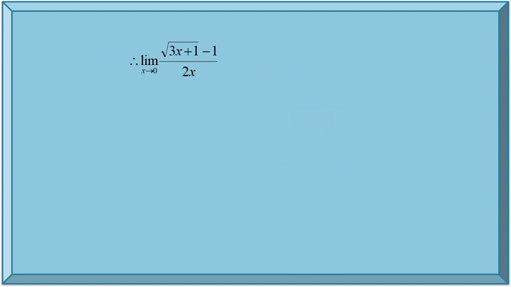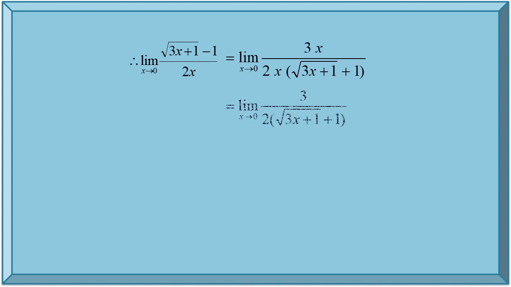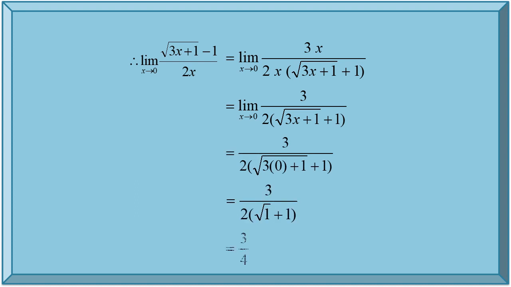So what we have is 3 over 2 multiplied by (square root of 3x plus 1, and then plus 1). Now we just substitute the value of 0. So we have 3 over 2 times (square root of 0 plus 1, which is 1, plus 1). So 2 multiplied by 2 is 4. So the answer will be 3 over 4. Okay.